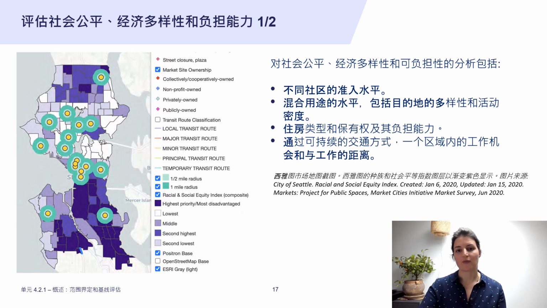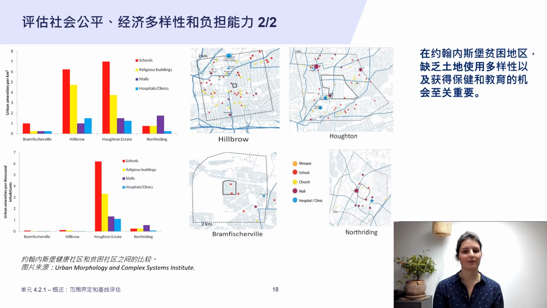The analysis of social equity, economic diversity, and affordability should evaluate the access for diverse communities. It should assess the level of mixed use, including the diversity of destinations and activity density. Key information is the type of housing and tenure and their affordability, and the job opportunities within an area and proximity to jobs by sustainable transportation modes. In Johannesburg, South Africa, for instance, the lack of land use diversity and access to health and education is critical in deprived areas, as shown by the comparisons of amenity provision per square kilometer and per inhabitant on this slide.